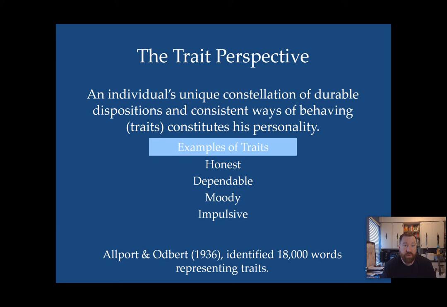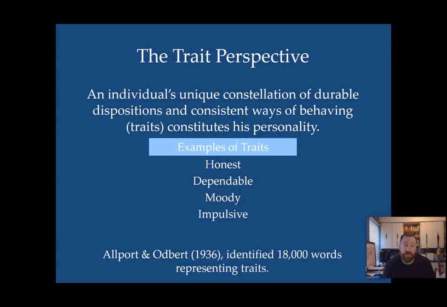So let's start by just defining what a trait is. If we're talking about a trait perspective, we should probably talk about what a trait is. A trait is an individual's unique constellation of durable dispositions and consistent ways of behaving. That's very vague and kind of all over the place. Basically, it's who you are, how you act, and how you're feeling generally across time. Just what are the dominant ways that you think and feel, or think and act, really, and the combination of these then constitutes our entire personality.